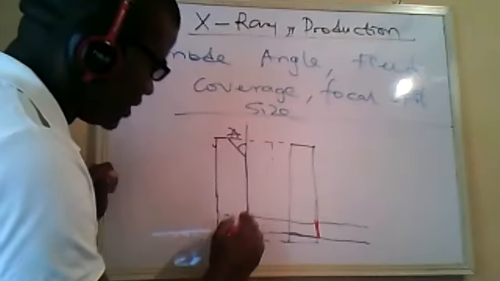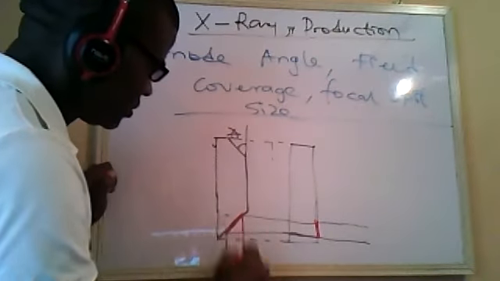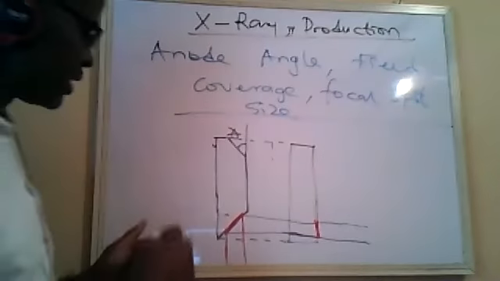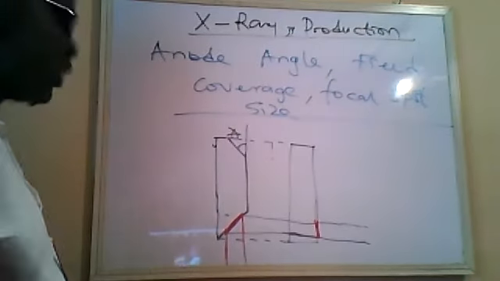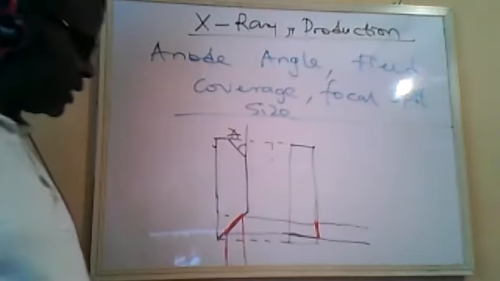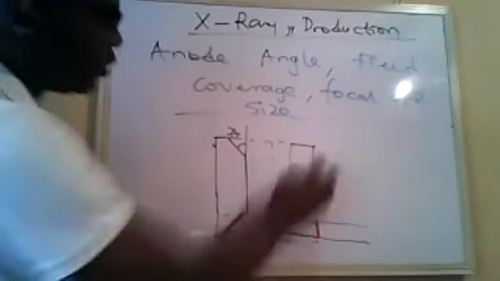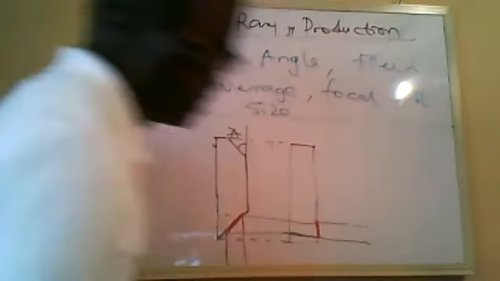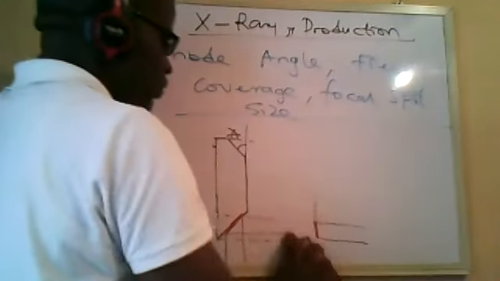And that again helps us with focal spot size. The focal spot size is actually the area of the anode that the electrons hit. We are done with this. We have seen the reason why this is better angulated.